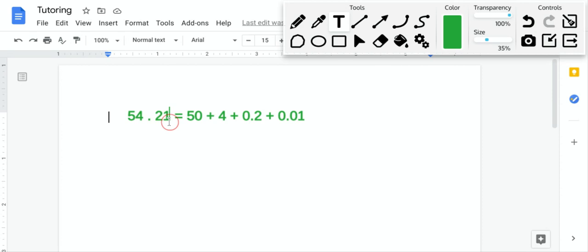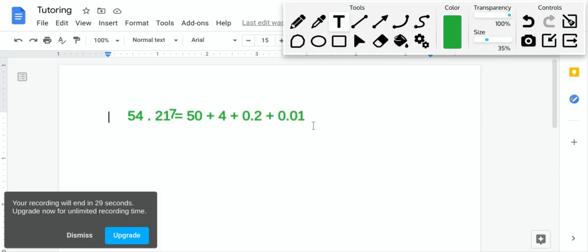Let's say we added a 7. We had 54.217. We would just continue the equation on. Instead of 54.21, we would have to add one more. So we add one more 0. The zeros before the decimal, you can keep it at 1. You need 1. But the zeros after the decimal, the farther you go to the right, you have to add 1 0.